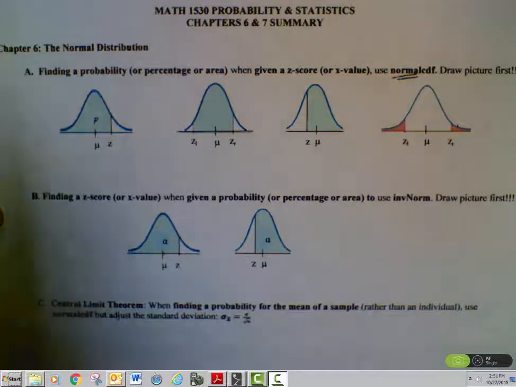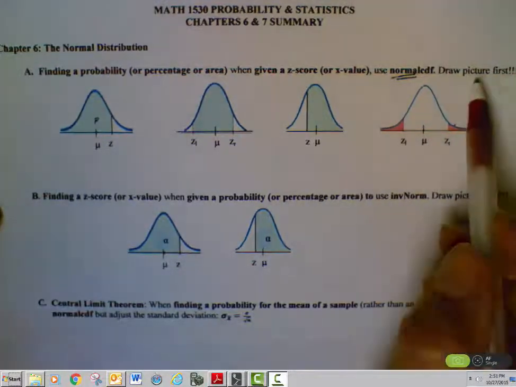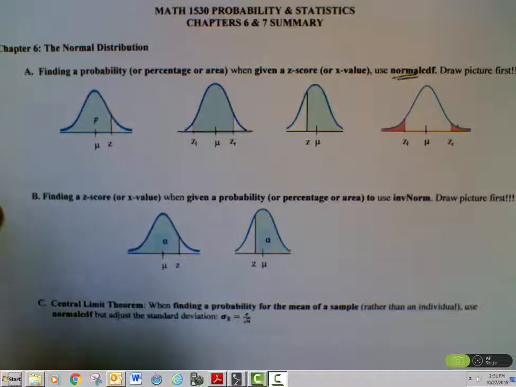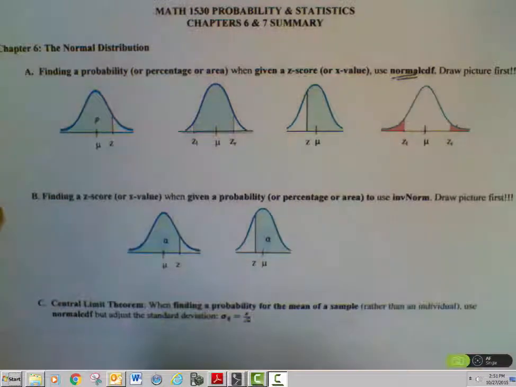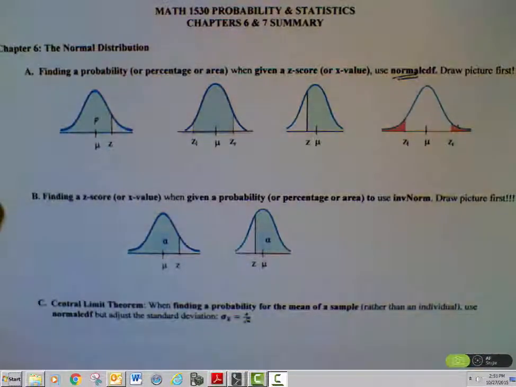But on all of these problems, the most important thing is to draw your normal distribution. If your normal distribution is drawn correctly, then most likely you are going to enter the variables on the calculator correctly. So I've given 4 examples. These are really the only 4 things that can happen when you're using normal CDF.